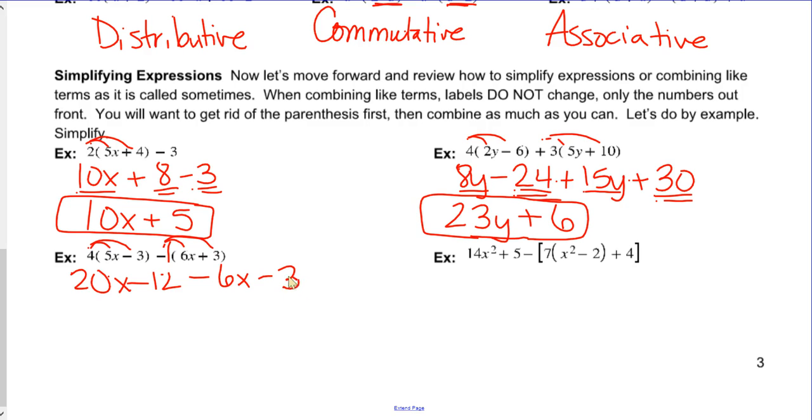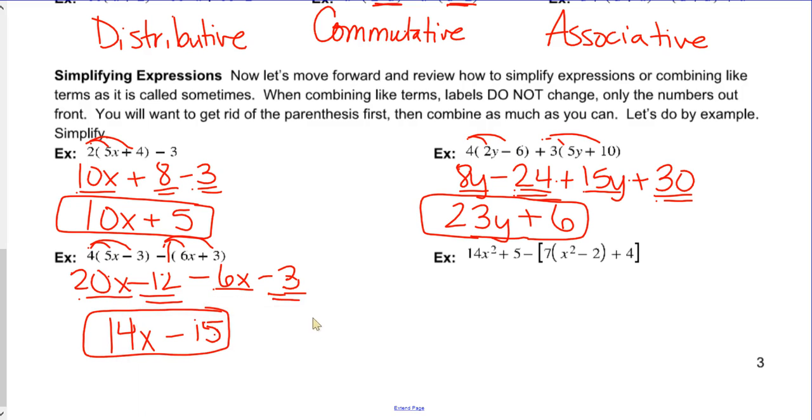And now I need to go forth and combine like terms. So I need to combine this x with this x. Then I'm going to combine this number with this number. And if you need to do these lines underneath, do so. So 20x minus 6x gives me a 14x. And then I have a -12 minus 3. So I'm at -12 on my number line. I've got to go down 3. So they have the same sign. You have to add those numbers together and give the answer the same sign. So that gives me a -15. 14x minus 15. Again, if that's hard for you, please make sure that you check it on your calculator.